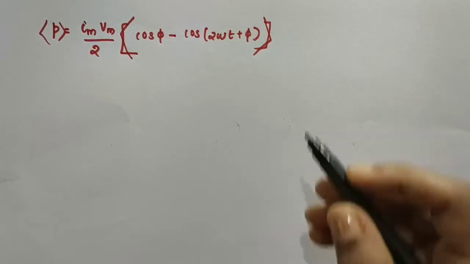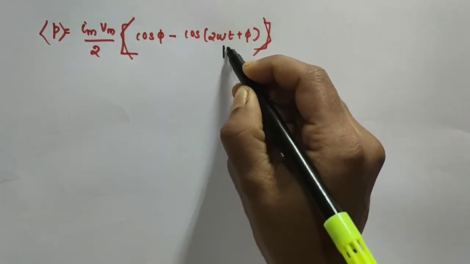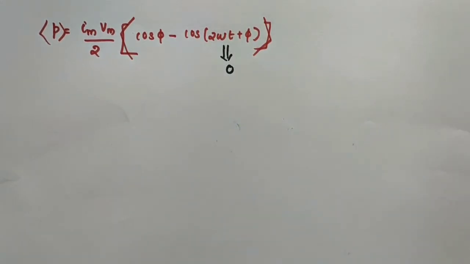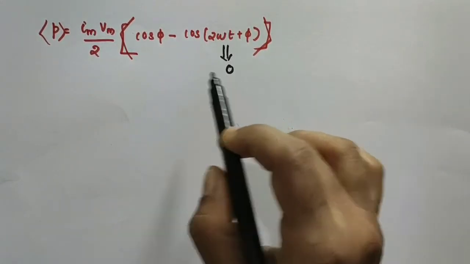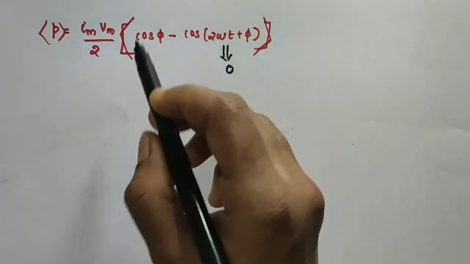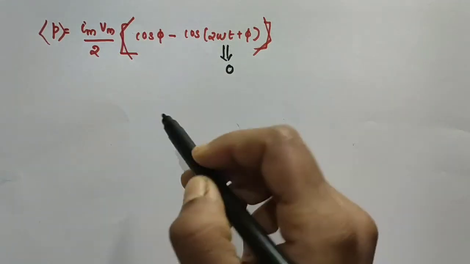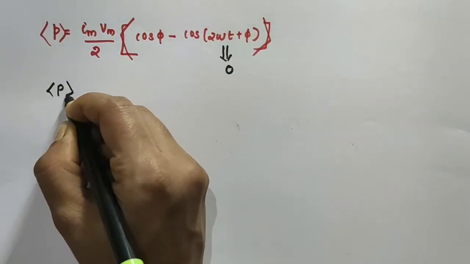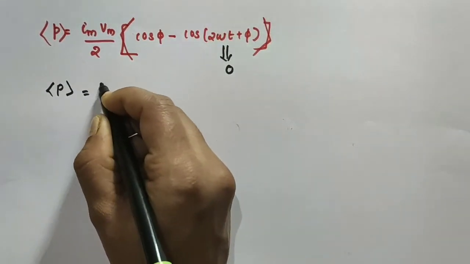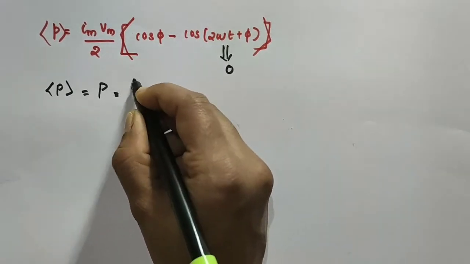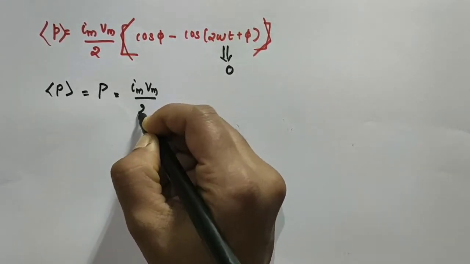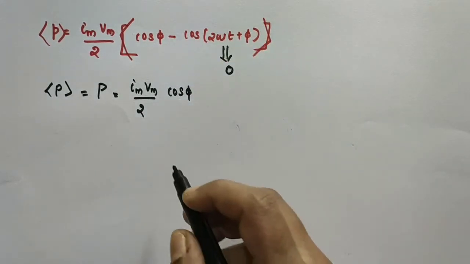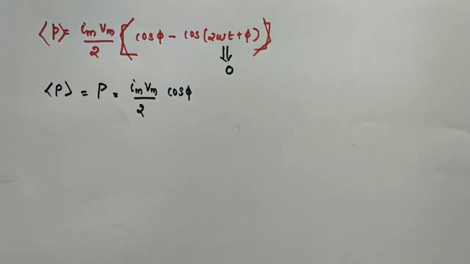So average power over a cycle becomes what? The average value of cos of 2 omega t plus phi became 0 because this term contains t here. So we don't want to find the average value of cos phi because there is no t term there. So average power, you can represent it by P, that is equal to what? Im Vm divided by 2, then cos phi, because this term became 0. So this is actually the expression for the average power.